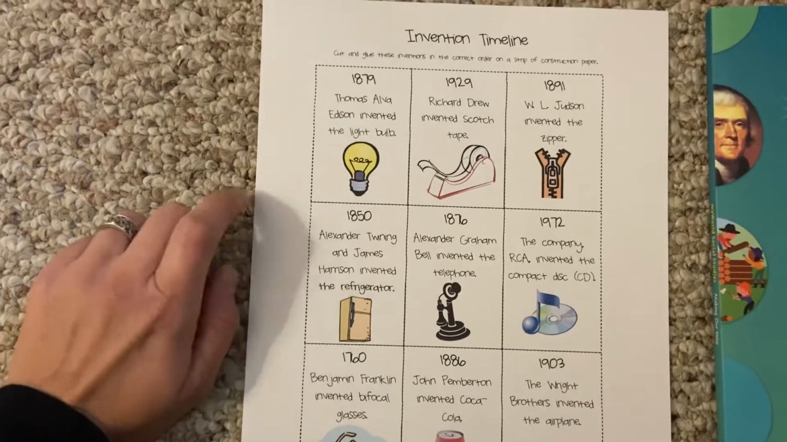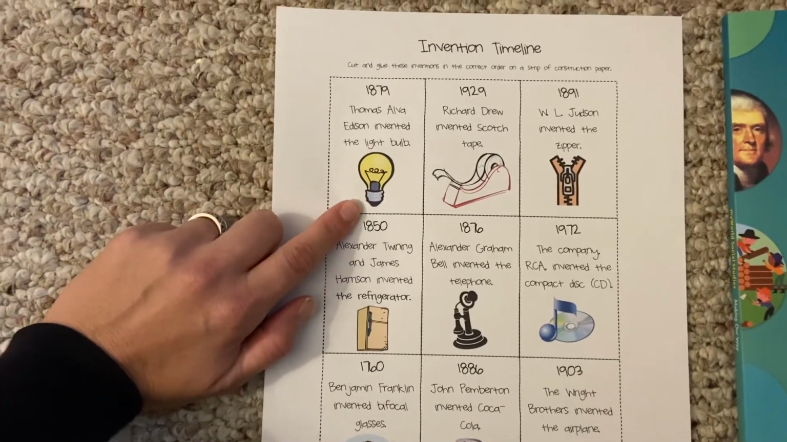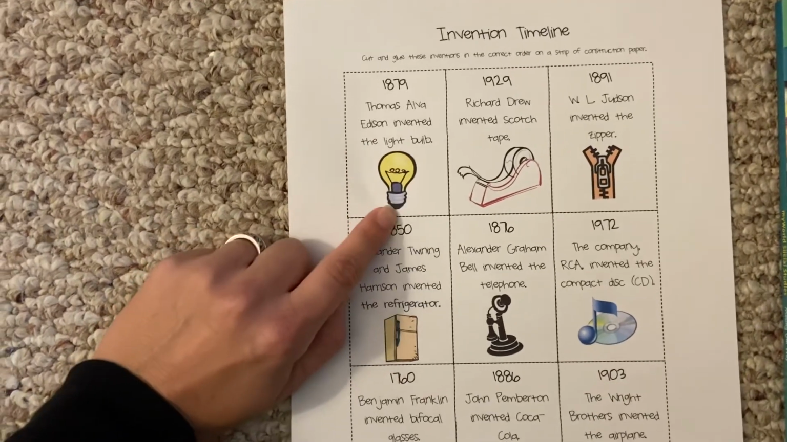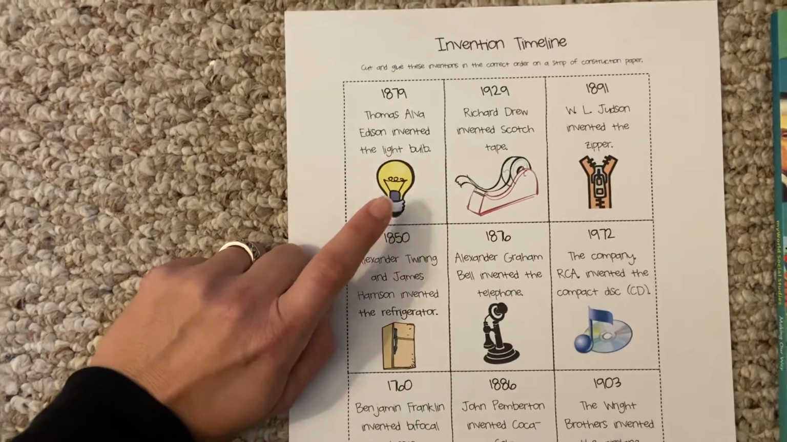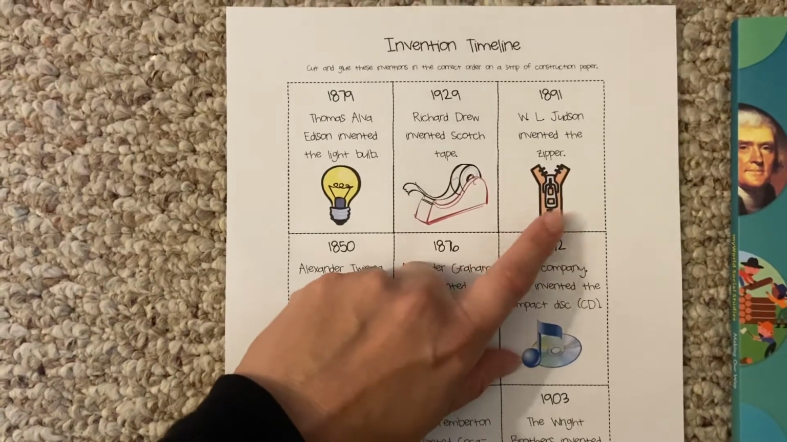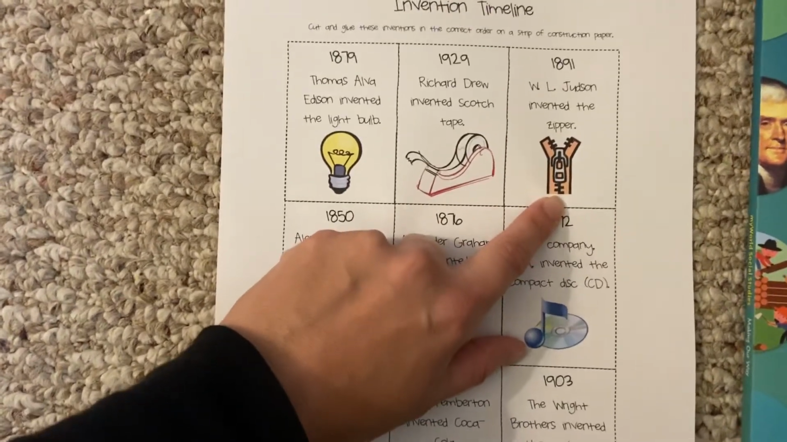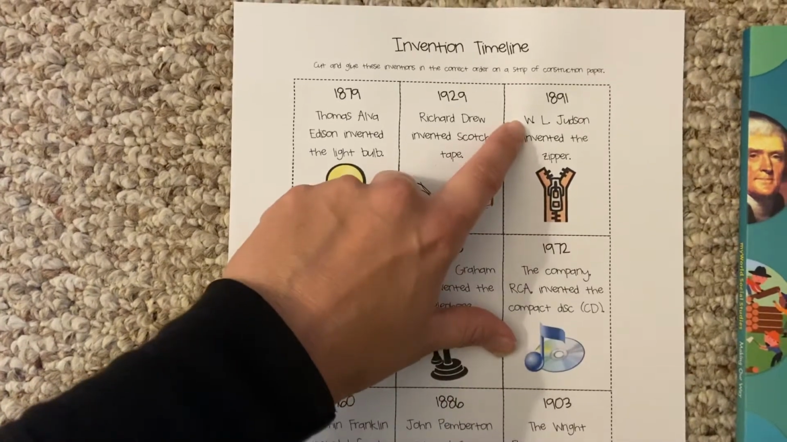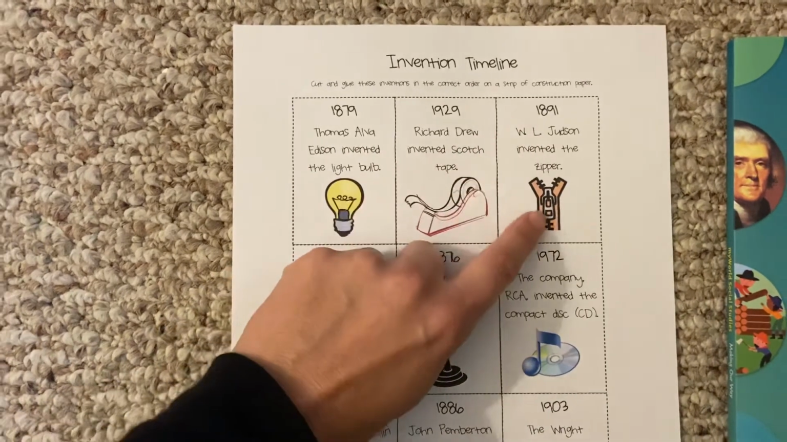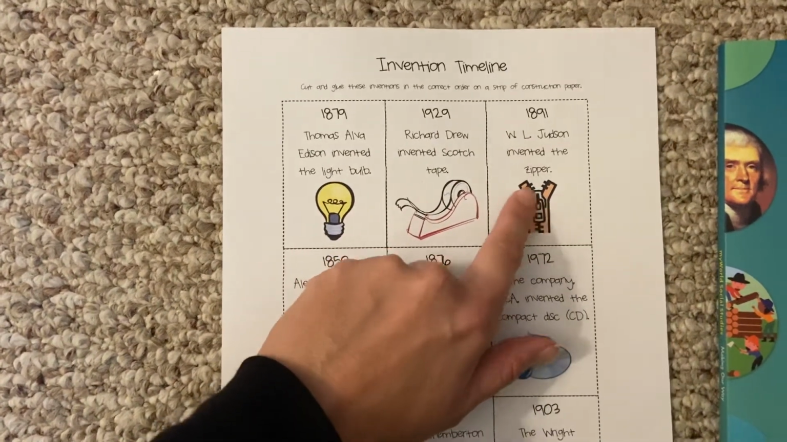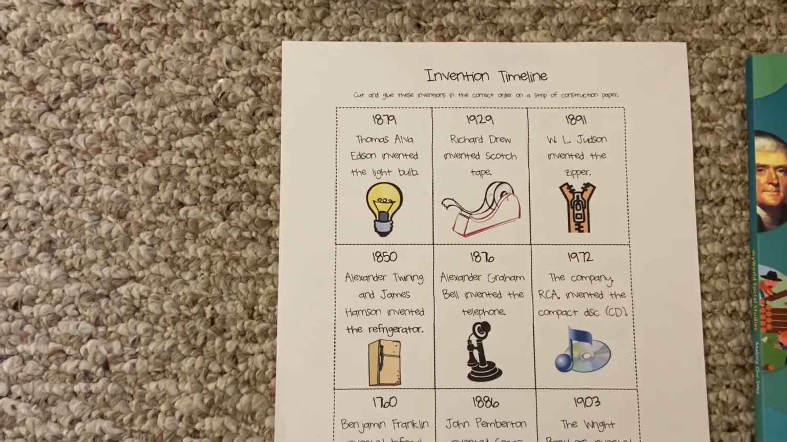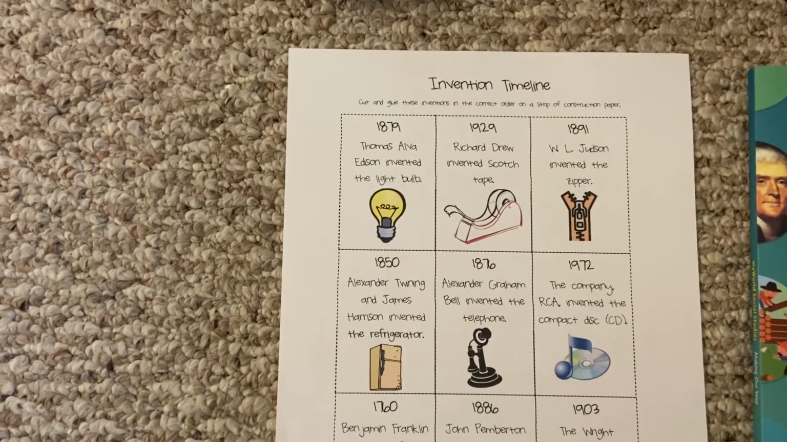Remember long ago we had candles, right? And then Thomas Edison invented the light bulb. Okay, that's his invention. He thought about it, and then the invention is the thing that he created. Okay, somebody had to create a zipper. So W.L. Judson invented the zipper. So W.L. Judson is the inventor. He's the person who came up with the idea. And then the invention is the thing that he creates. Okay, so the inventor is the person that comes up with the new idea, and the invention is the new thing that is created.